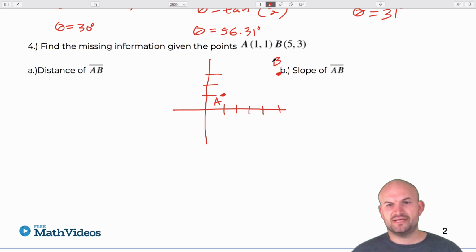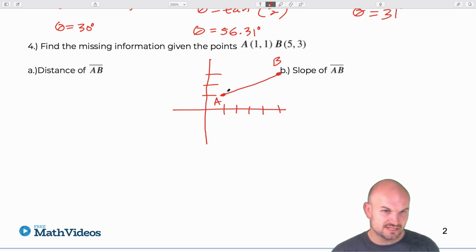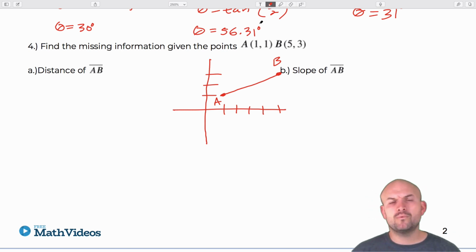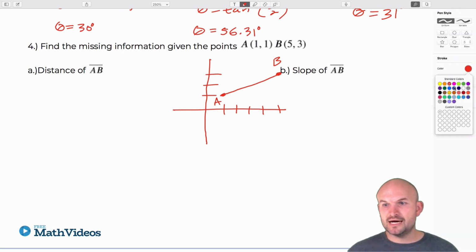And let's call it point B. So I need to basically figure out the distance from A to B as well as the slope. Now, there are a couple of different ways to figure that out. There are those formulas, if you remember them: there is a distance formula and there is a slope formula.